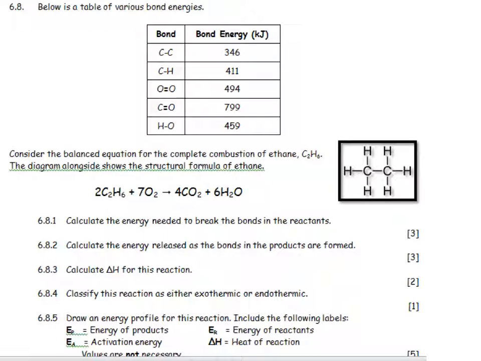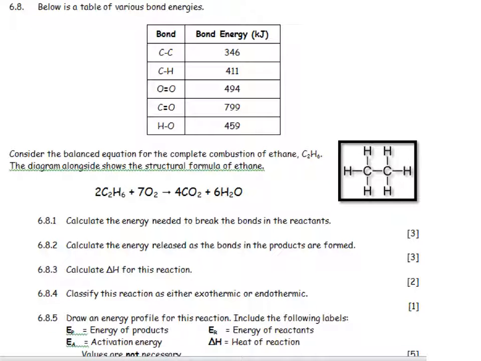We now get a table of various bond energies, and you consider the equation that's been given to you below. They also give you the structure of this ethane over here, because you don't know it yet. Later in the year you will, but you don't right now. The diagram alongside shows the structural formula of ethane. Now it says calculate the energy needed to break the bonds of the reactants. Well, we need to draw out the bonds of the reactants.